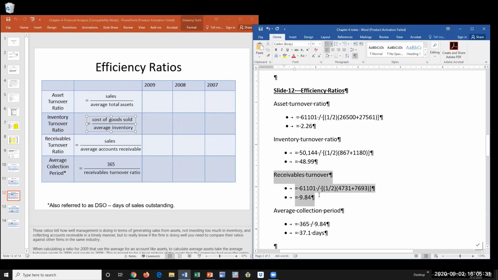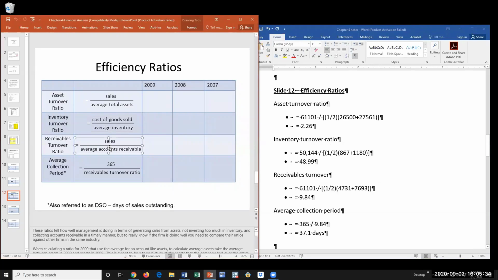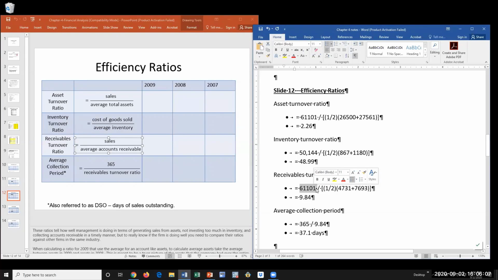Here, the receivables turnover. That's right over here on this slide. And this shows you how good a company is at collecting on their accounts receivable. So when a company sells something and they don't take cash, they might take an IOU. That IOU is called an accounts receivable. And so how good is a company at collecting on those accounts receivable? That's what this ratio tells you. And it's basically sales right here. This is the sales number we pulled from the income statement before, divided by the average accounts receivable.